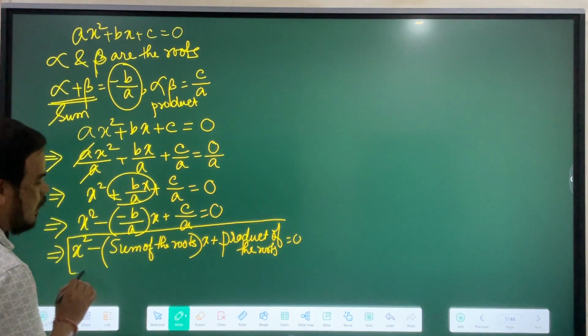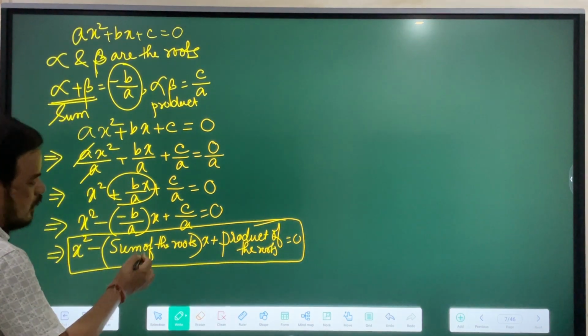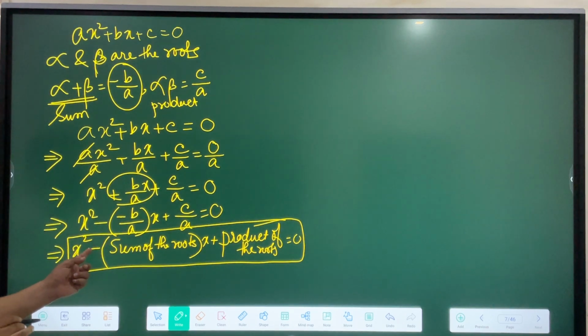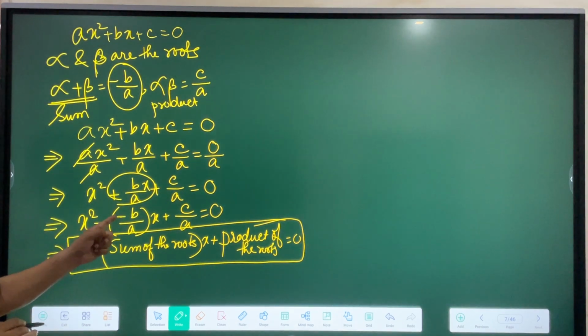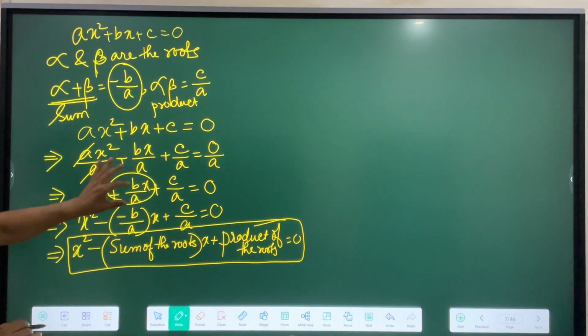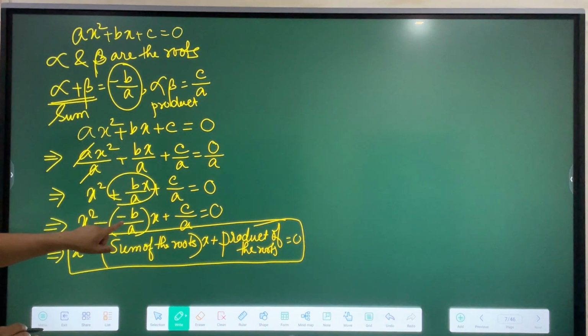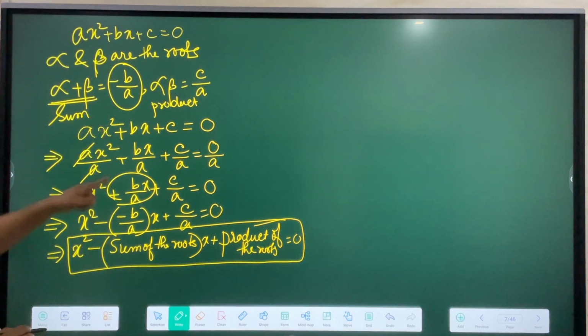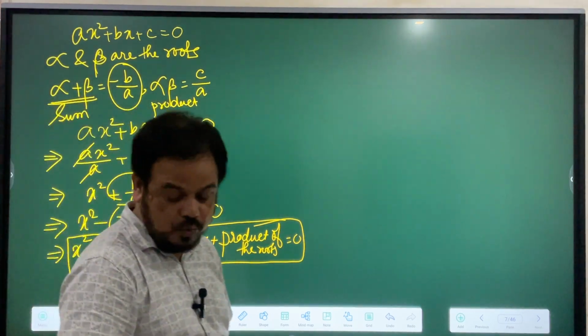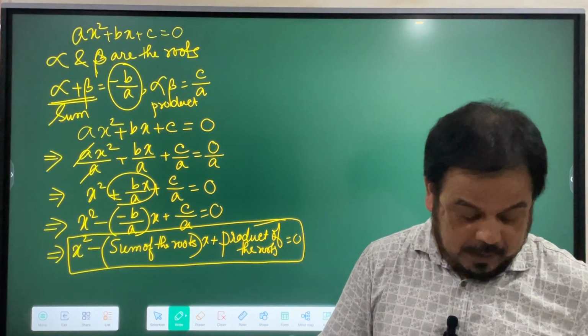This is a quadratic equation in which we can understand where the sum of the roots came from. Why this minus sign we have put, we understand that. Because we have to get plus b by a, but there is minus b by a, so we cannot keep it plus b by a. So we put one more minus sign here so that we get minus b by a, and so that we can write sum of the roots. Sum of the roots we have understood and product of the roots we have understood.